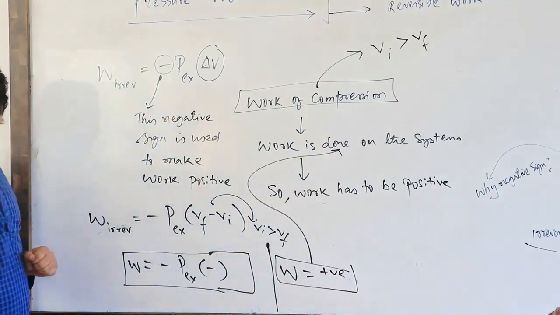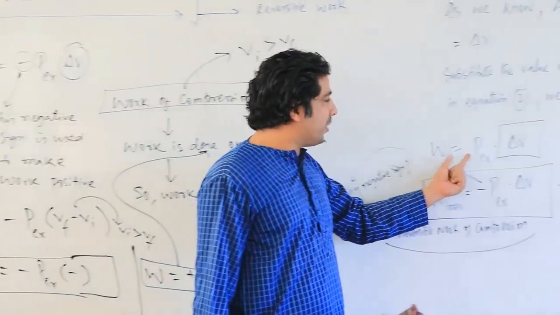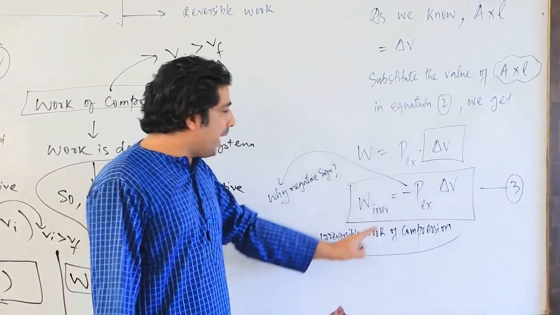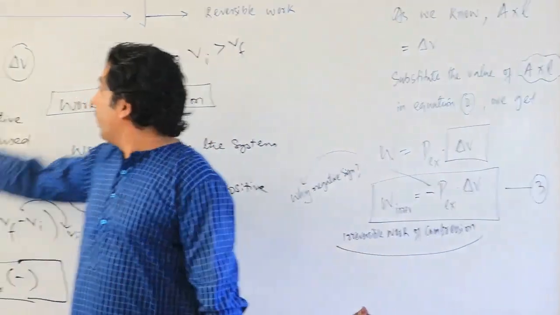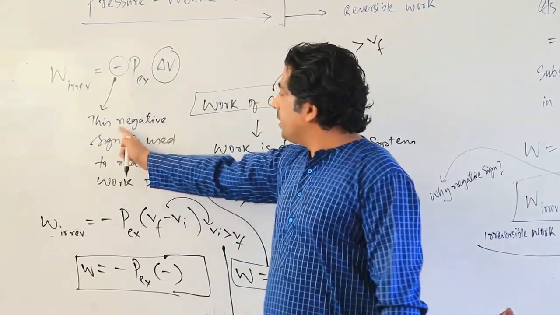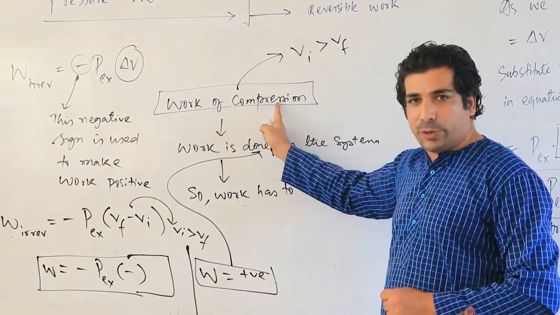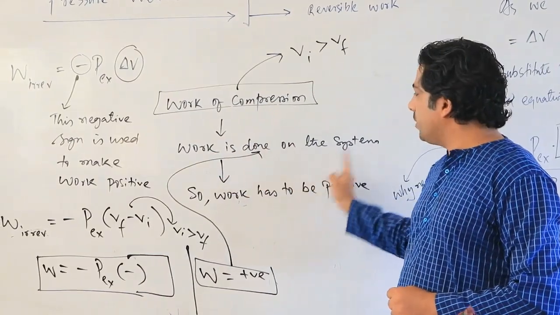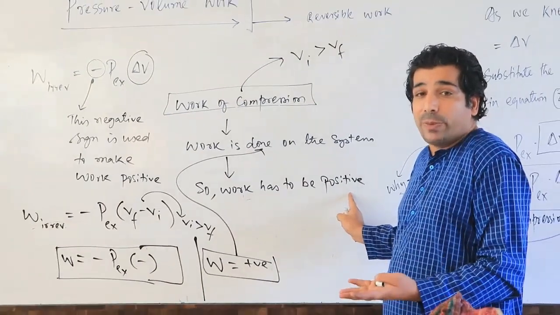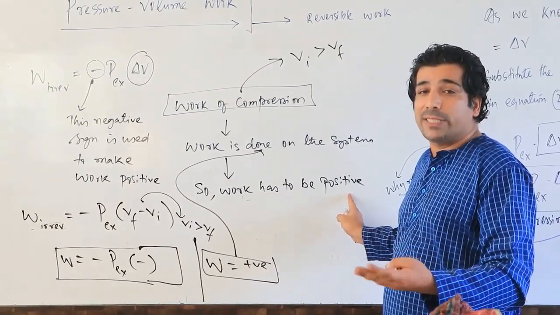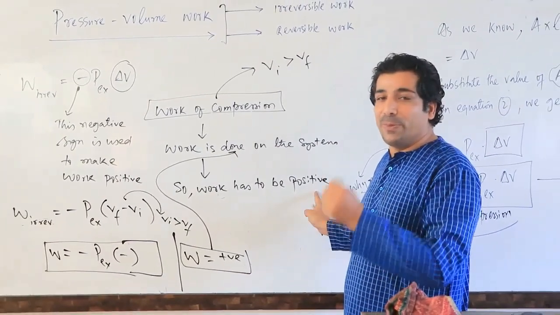Once again I am telling you, I have this expression. In the beginning I had this expression, there was no negative sign. But I used the negative sign here, and why am I using the negative sign? This negative sign is used to make the work positive. Why are we making work positive? Because we are doing work of compression. Work is done on the system, so work has to be positive. Why? Because the internal energy of the system will increase when you are doing work on the system. So it has to be positive.